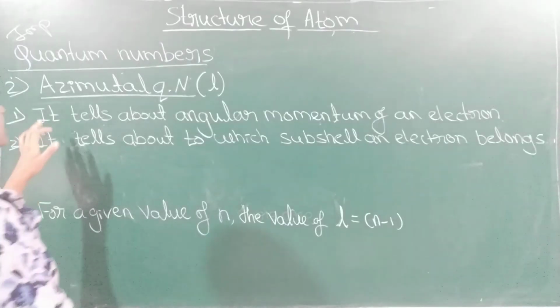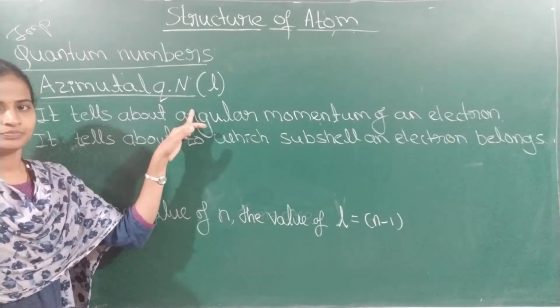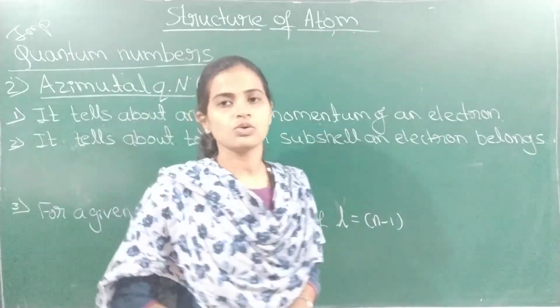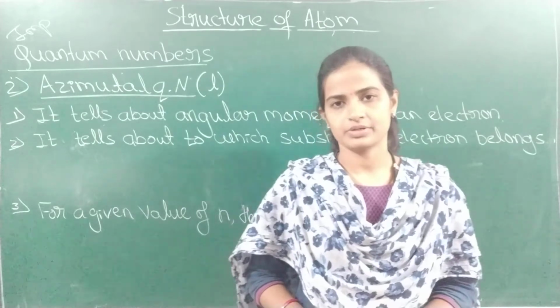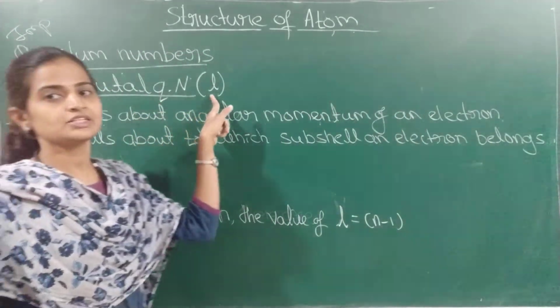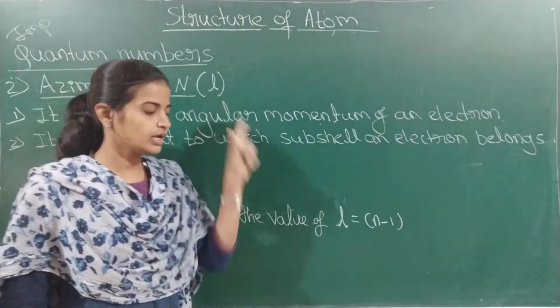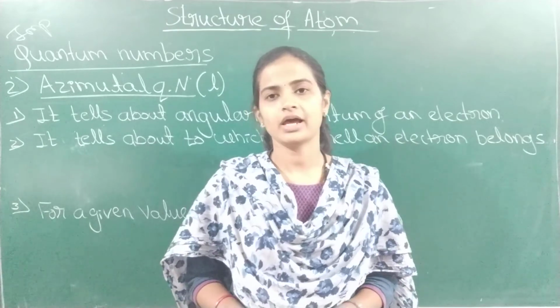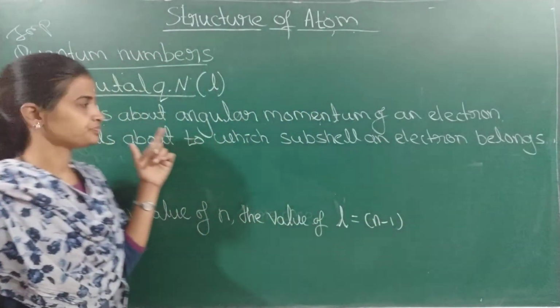The second one is the azimuthal quantum number, also called the angular momentum quantum number, or the subsidiary quantum number. The azimuthal quantum number is represented by small l. About the quantum numbers, this is very important, students. You have to concentrate and listen to the explanation.